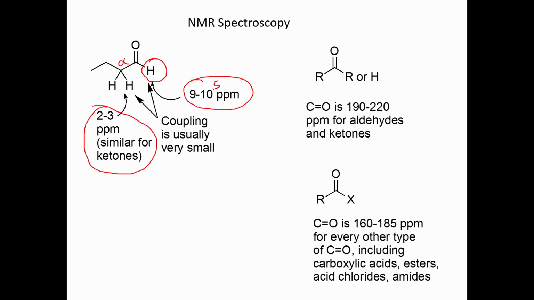Okay, in the C13 NMR, this is our unique feature here, the carbonyl group, and when it's a ketone or aldehyde, it comes usually at 190 to 220 parts per million. When it's an ester or carboxylic acid or acid chloride or amide, it's actually much lower. It's 160 to 185. So if you look at the C13 NMR spectrum, I'll put this number out here, 187.